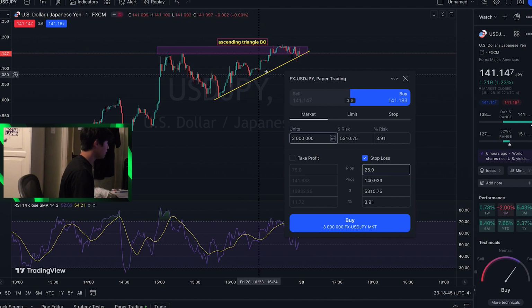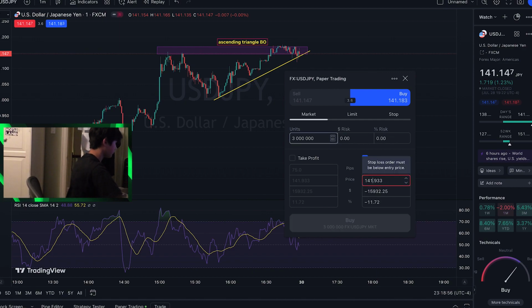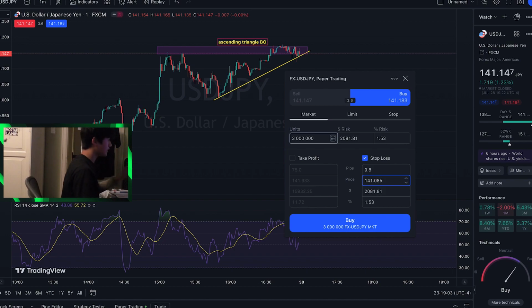So what we're going to do is, okay, this is fair game. Let's go at 141.085. That's where we want our stop loss to be, okay? So now our stop loss is here. It's 9 pips, or roughly 10 pips down from where we want to enter the position, but then we're risking double the amount we want to risk.